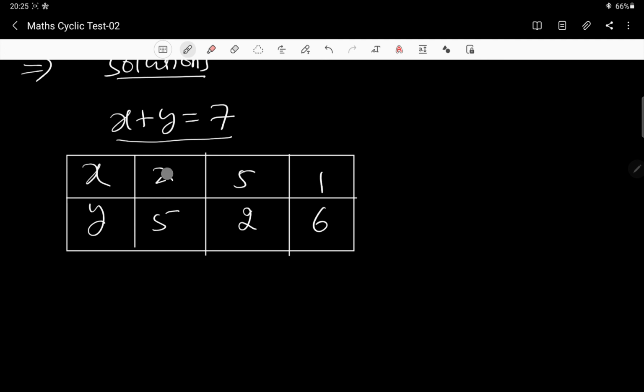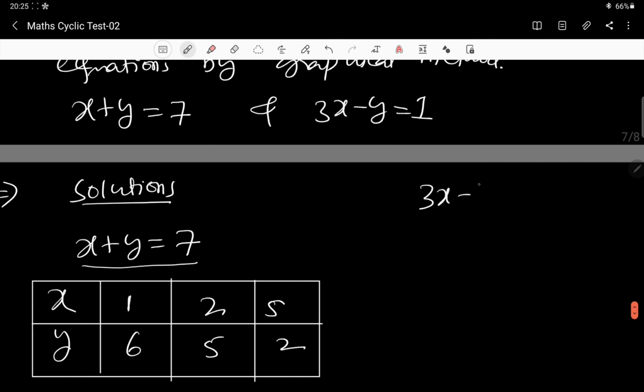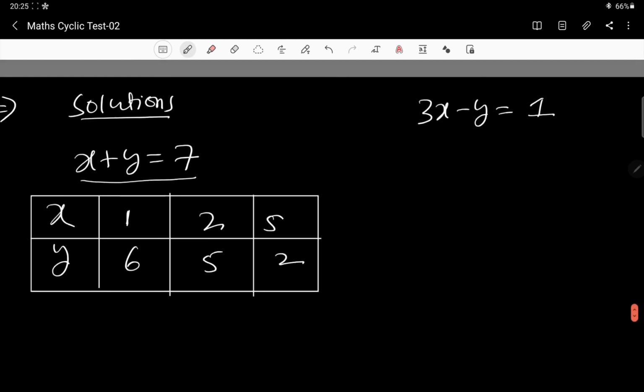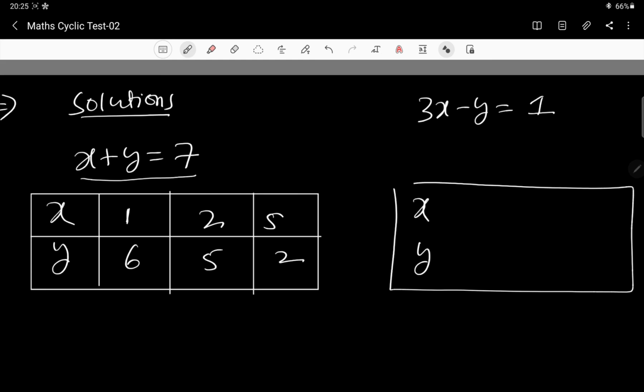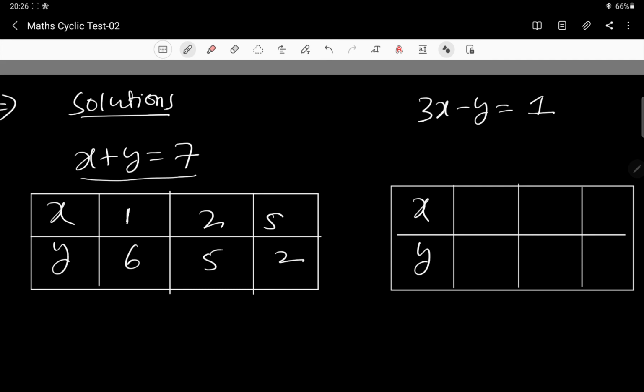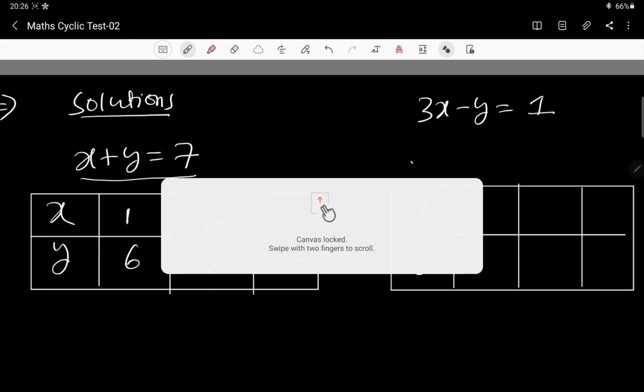Otherwise, if you don't want to find them like that, if x is equal to something, then find out the value of y. So like that you are going to find its solution directly. Also you can keep 1 comma 6, 2 comma 5 and 5 comma 2. No issues. And similarly 3x minus y is equal to 1 is there. Directly putting in these solutions would be a difficult task. It becomes quite difficult. But you can try. x comma y, and you are going to form this table here. Minimum 3 solutions you are supposed to get.